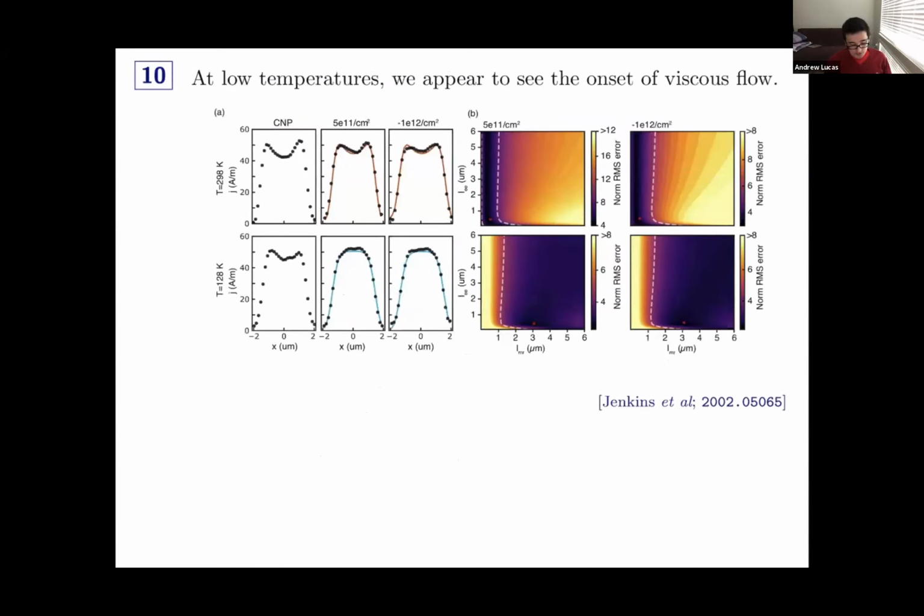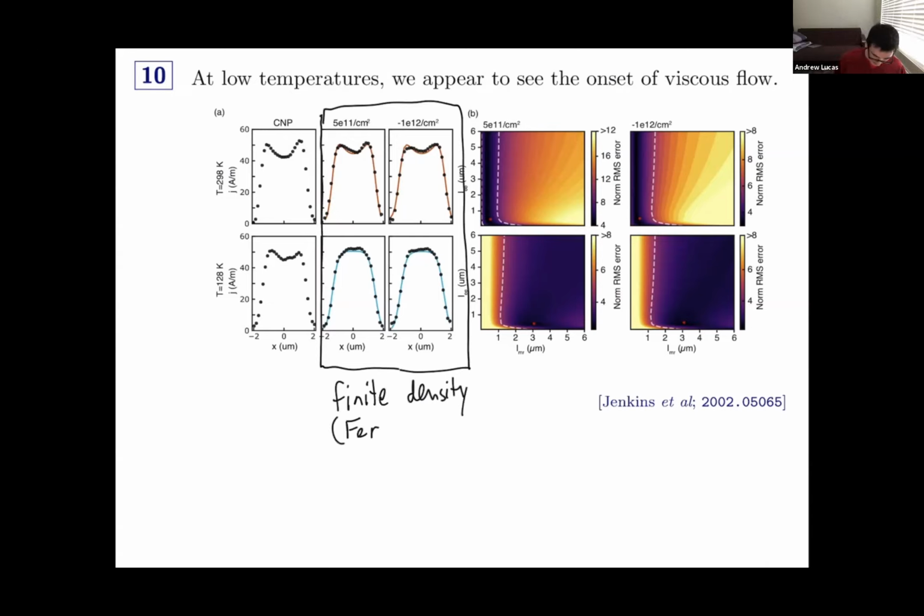So now that we have our ohmic transport at room temperature, which is what we expect, we can now cool this system down to 128 Kelvin. This is where we believe hydrodynamics exists, based on earlier work done by Andre Geim. In these two plots, we're looking at finite density graphene. At finite density, we've got a small Fermi surface, but still a Fermi surface nonetheless, and so we expect that textbook hydrodynamics is going to be appropriate.